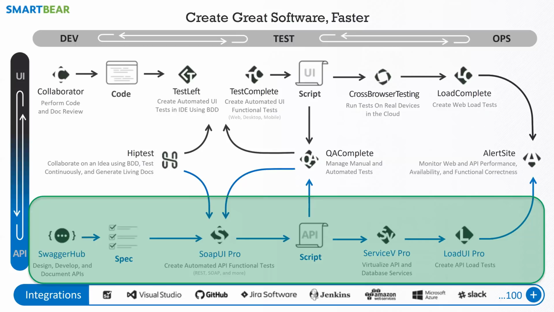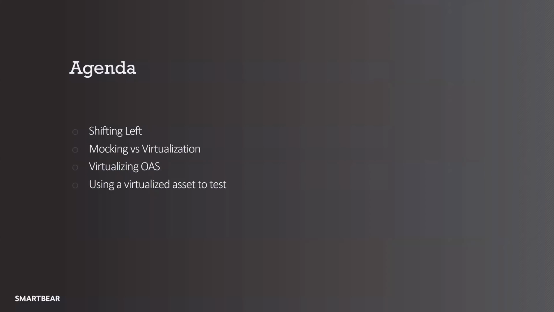Right. All right, quick agenda as well. We'll talk a little bit about shifting left and where virtualization and mocking sit at the heart of that. Then we'll go through some of the differences between the two. We'll virtualize an OAS spec, and then we'll use that in our testing and our development, actually live.